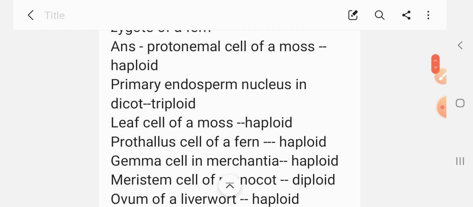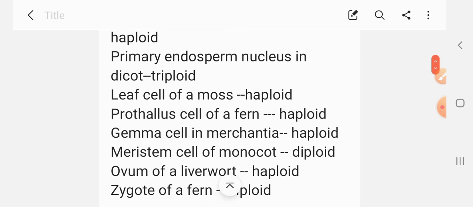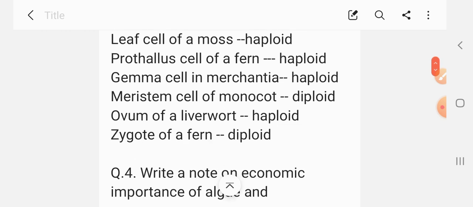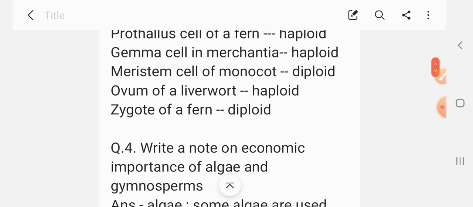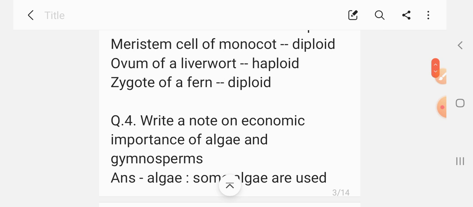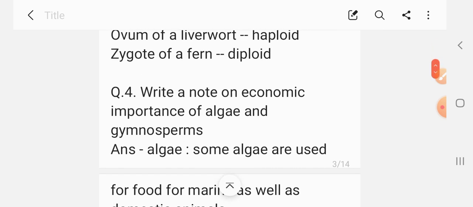Answer. Protonemal cell of a moss: haploid. Primary endosperm nucleus in dicot: triploid. Leaf cell of a moss: haploid. Prothallus cell of a fern: haploid. Gemma cells in Marchantia: haploid. Meristem cell of monocot: diploid. Ovum of a liverwort: haploid. Zygote of a fern: diploid.